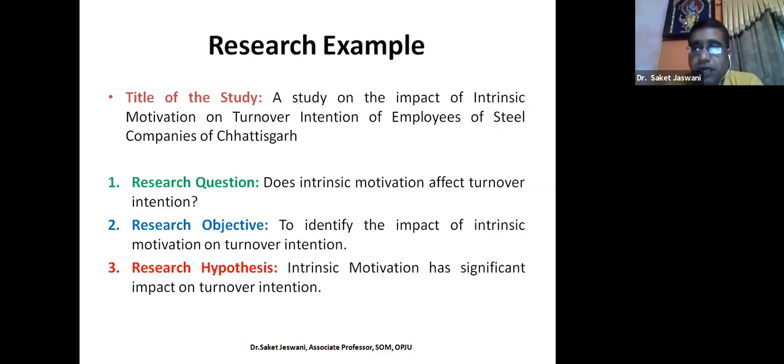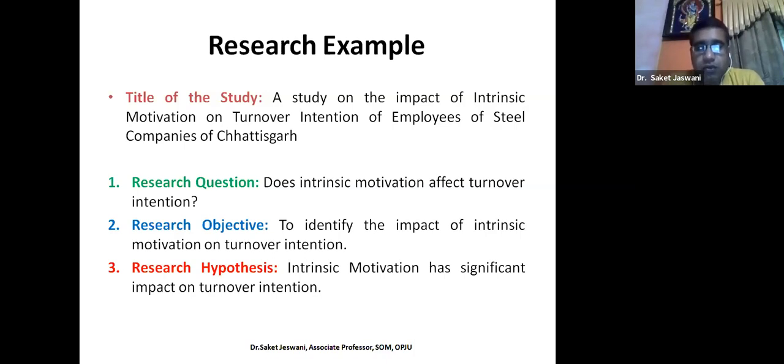You're conducting an empirical study. Who are the samples? Samples are the employees from where? Steel companies of Chhattisgarh. So this is a complete title which is giving basic information about your research work. So this is how the title is being formulated.